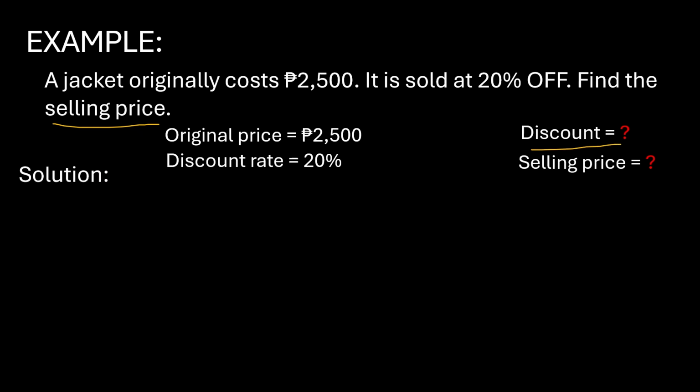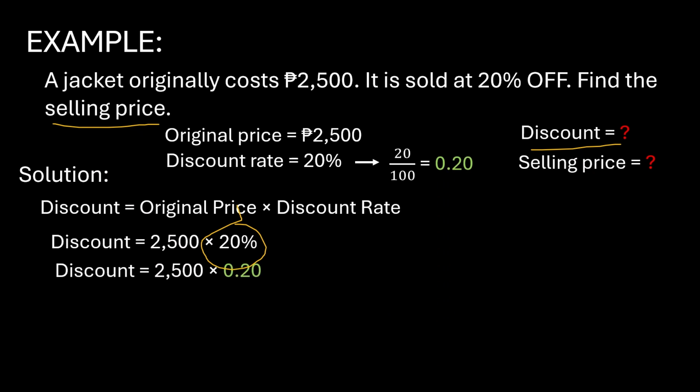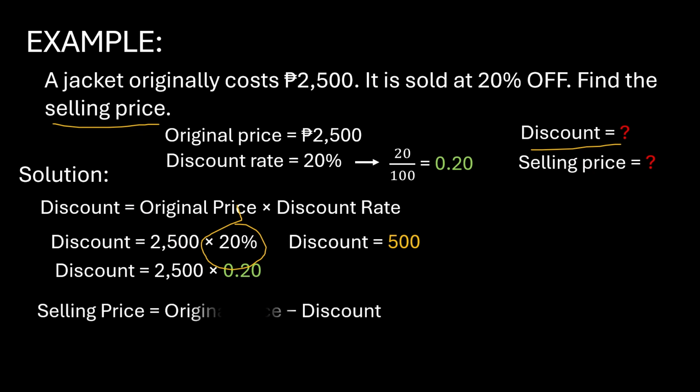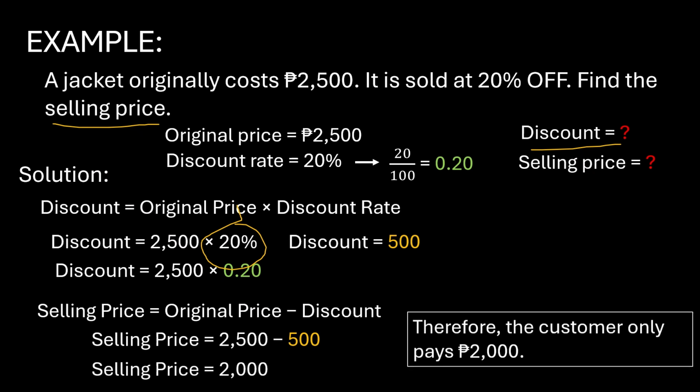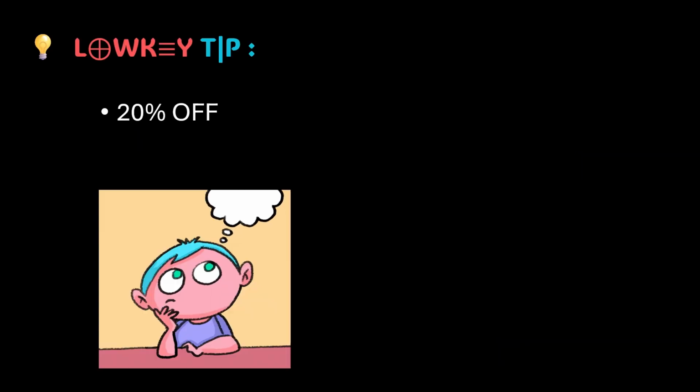First, find the discount. Discount equals 2,500 times 20%. Convert the percentage. 20% becomes 0.20. Now multiply. 2,500 times 0.20 equals 500. So the discount is 500 pesos. Now subtract it from the original price. Selling price equals 2,500 minus 500 equals 2,000 pesos. Therefore, the customer only pays 2,000 pesos. Whenever you see sale, 20% off, discount, or less, immediately think subtract.